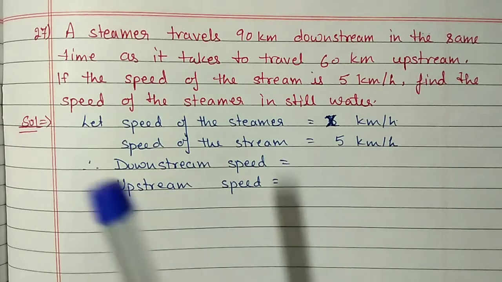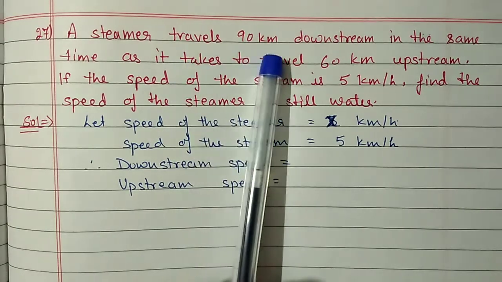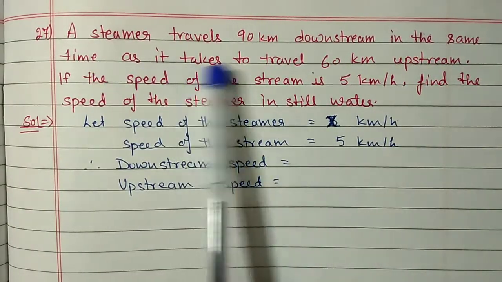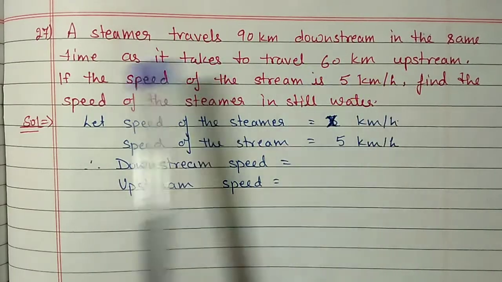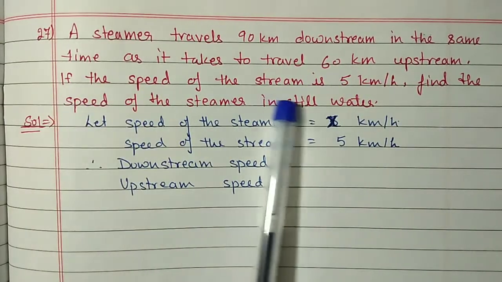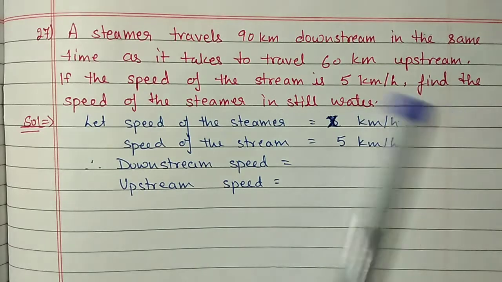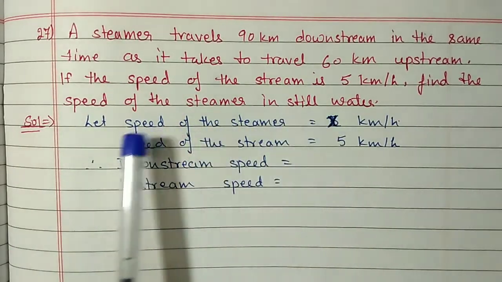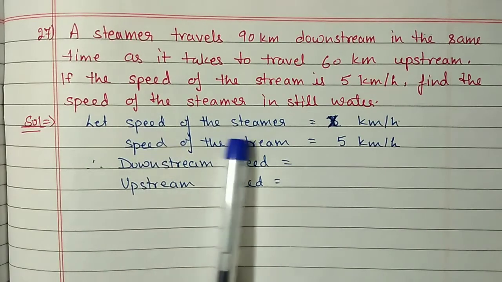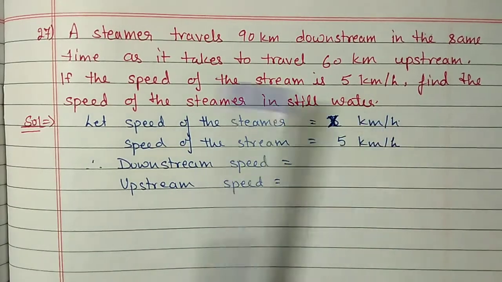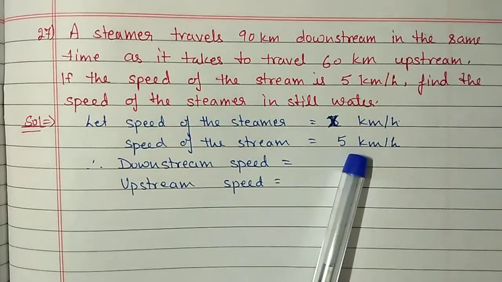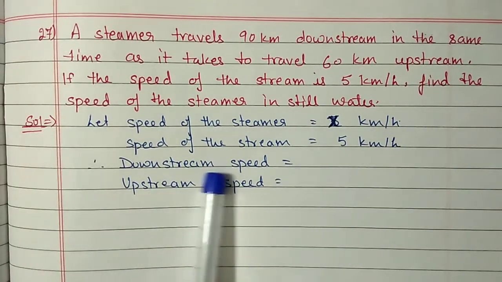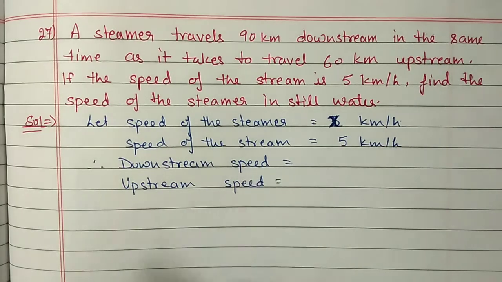Next, question number 27. A steamer travels 90 km downstream in the same time as it takes to travel 60 km upstream. If the speed of the stream is 5 km per hour, find the speed of the steamer in still water. So we will take here, let the speed of the steamer be x kilometer per hour and speed of the stream is given 5 km per hour. Therefore, the downstream speed will be x plus 5.